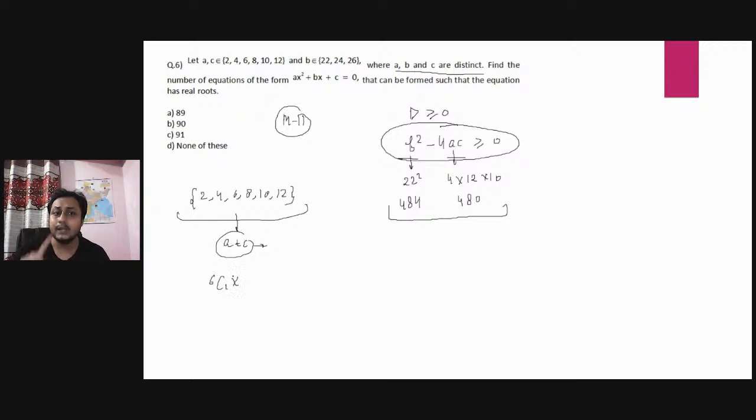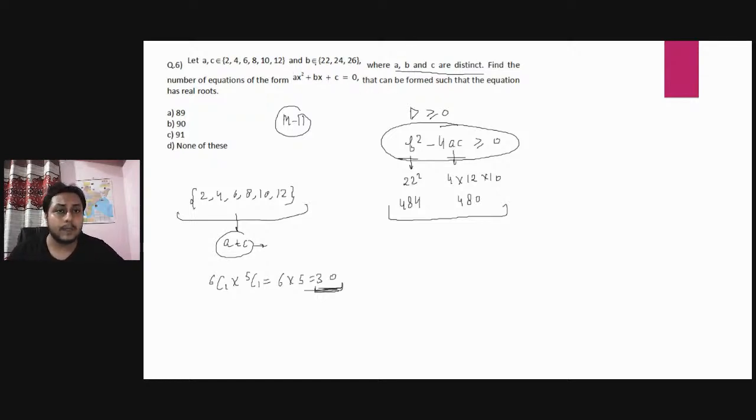But the values of a and c should be different. Now you have 5 choices. One has been picked, so it cannot be picked again. Now again choose one number among the remaining five numbers, right? So 6c1 into 5c1, so 6 into 5, 30. Got it, guys? So a and c can be chosen in 30 ways from these six numbers.